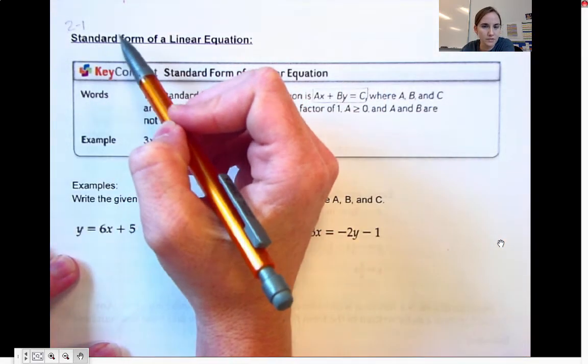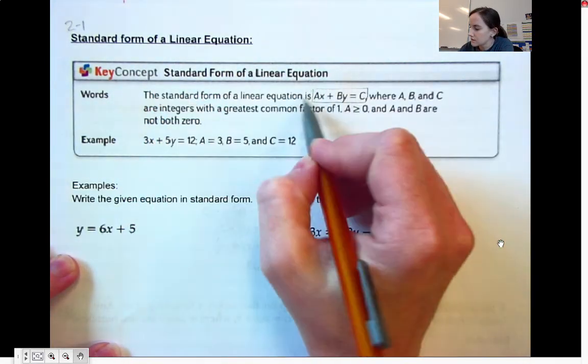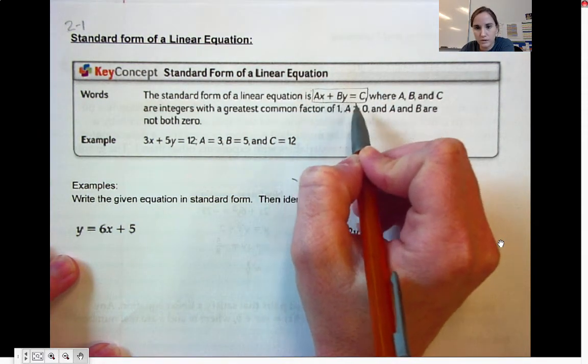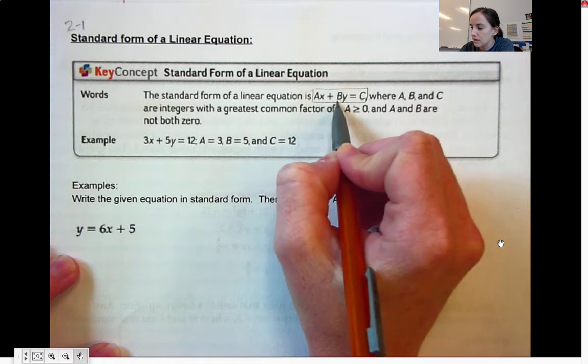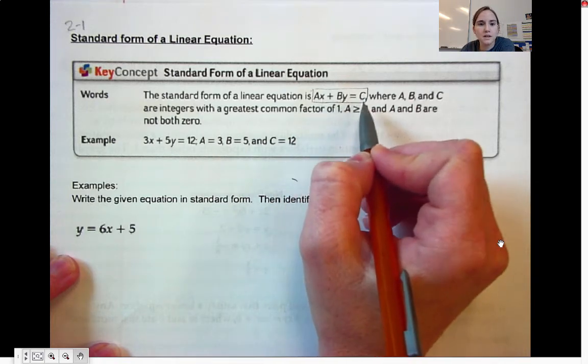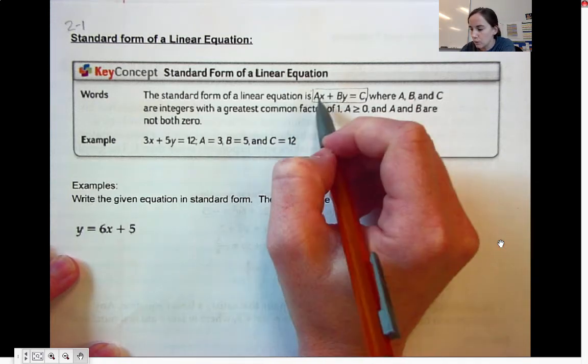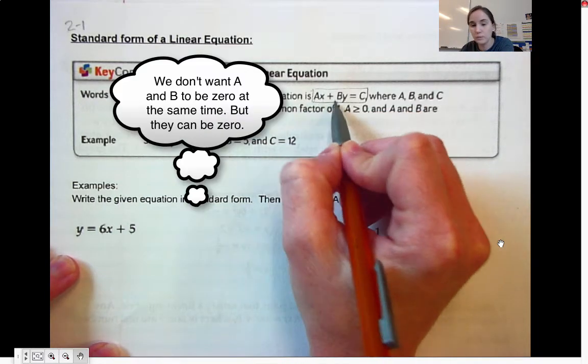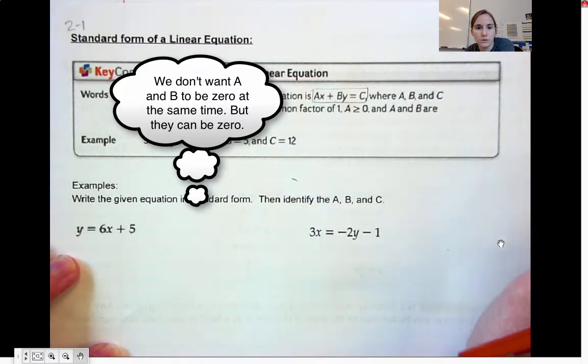2-1, standard form of a linear equation. This is standard form here, ax plus by equals c. A, B, and c are integers. We don't want a to be a negative value, and we don't want either a or b to be 0. So make sure that you follow those rules.